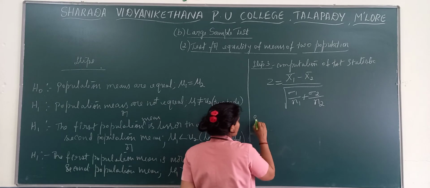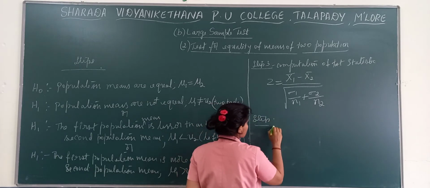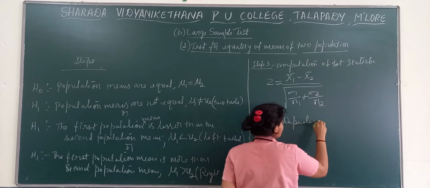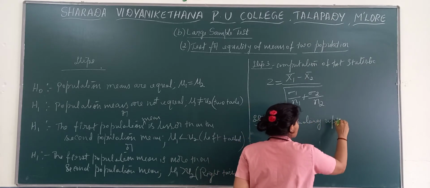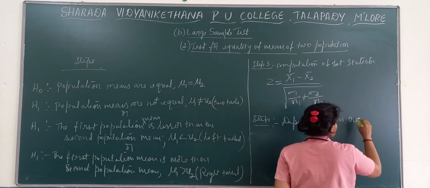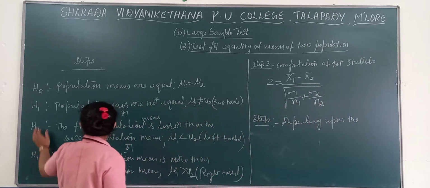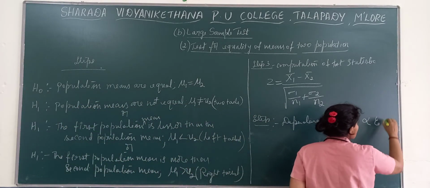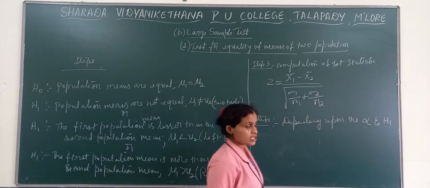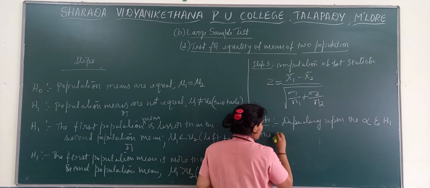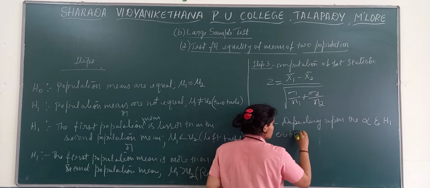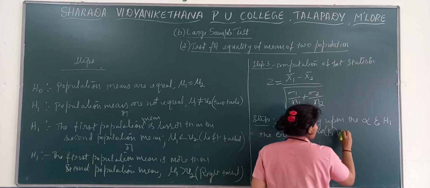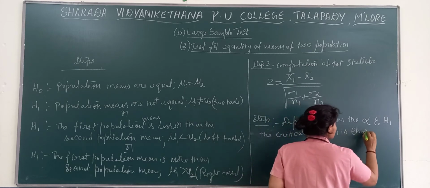Then comes the fourth step. What do we need to take? Depending upon the level of significance and alternative hypothesis, the critical value k is chosen from the table.